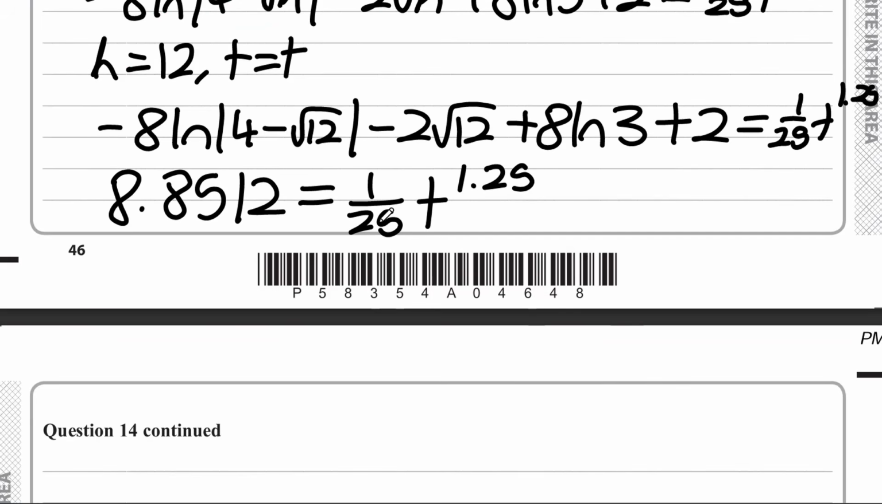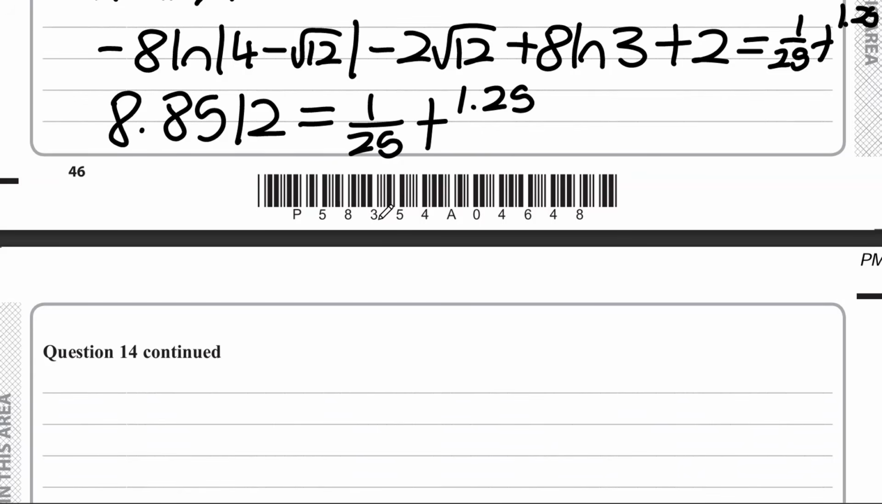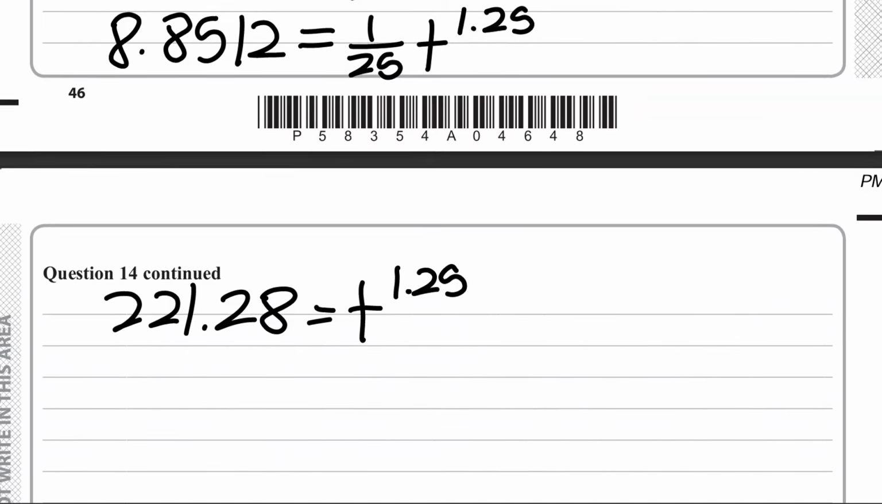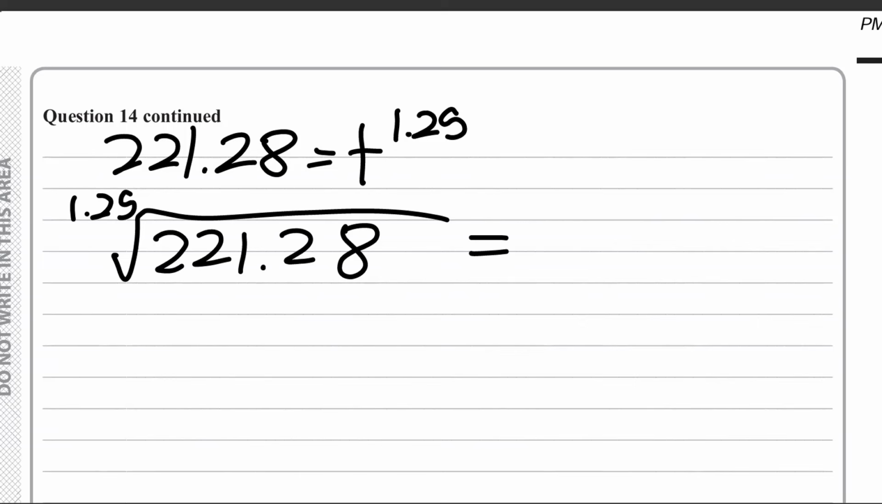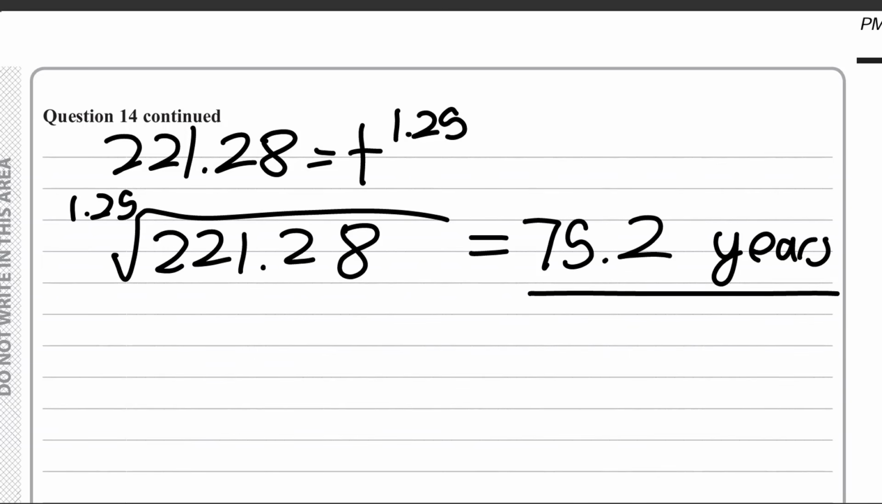If you multiply both sides by 25 to get rid of this denominator, it's going to be 221.28 is equal to t to the power of 1.25, and then if you take the 1.25 root of 221.28, to 3 significant figures, it is equal to 75.2. Remember t is in years, so it will take 75.2 years for the tree to reach a height of 12 meters.